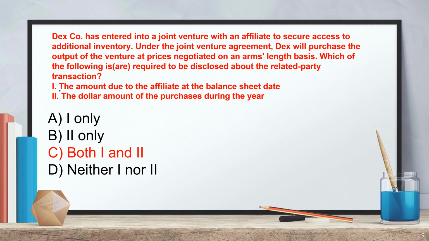Transactions between affiliates are considered related party transactions, and disclosures must include both the dollar amount of purchases during the year and the amount due from or to the affiliate at the balance sheet date. This is essential for transparency and to inform users about potential impacts on the financial statements.